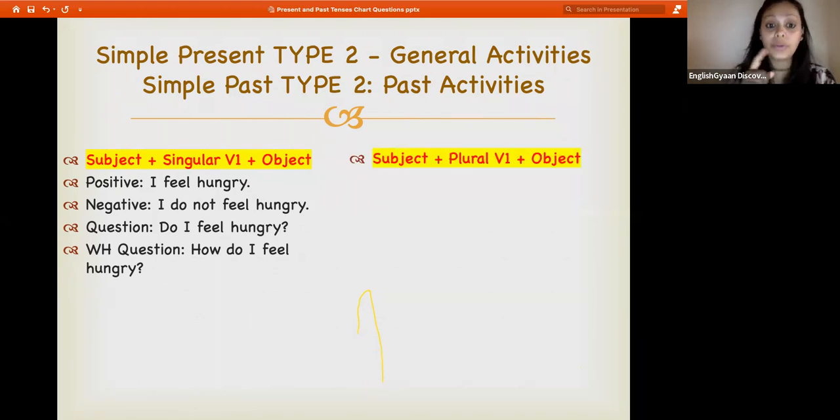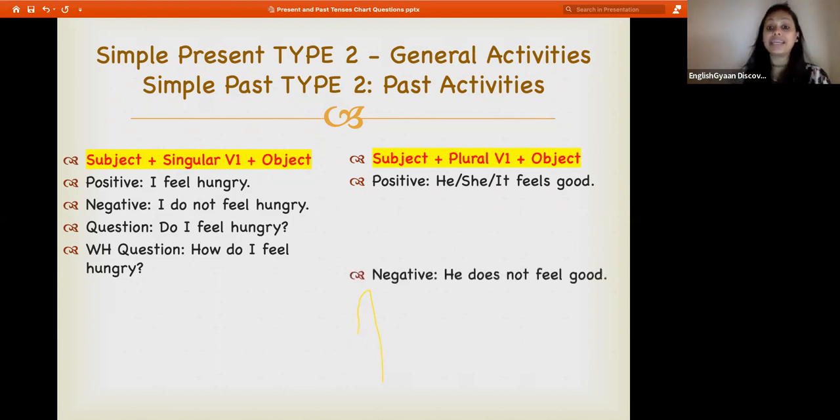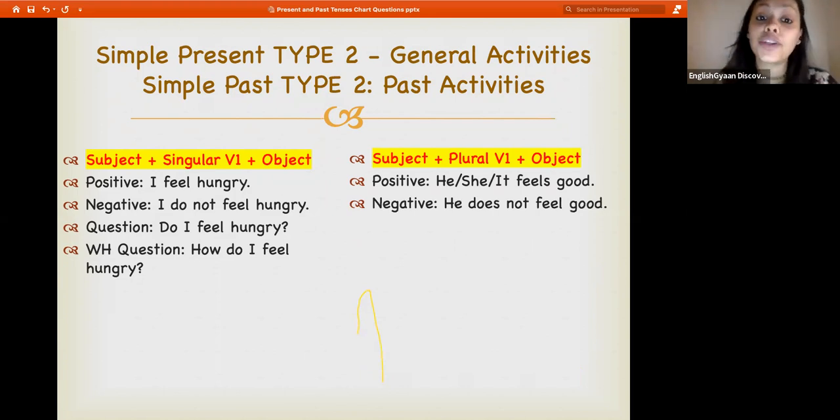And when I tell you that with he, she, it, the verb gets plural, the example is he feels good. Feel mein s lagega because you're talking about a third person. And if you want to make it negative, he, she, it ke saath you will use does not. He does not feel hungry. Yahan pe feel mein s nahi lagega. I repeat, for positive, you say he feels good.